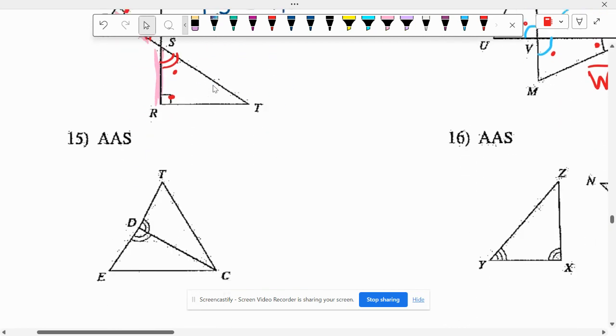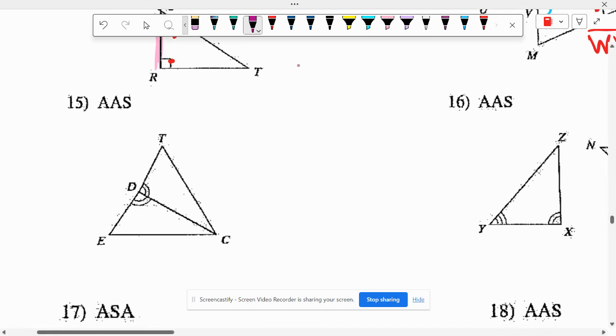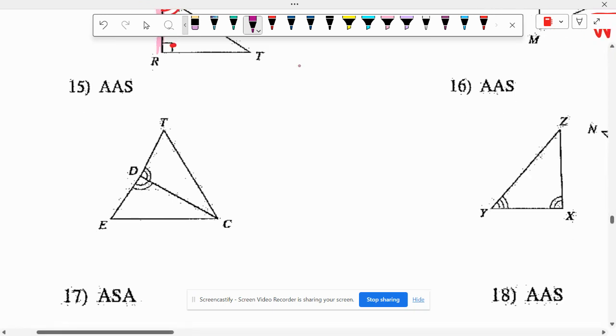Number 15, I have angle, angle, side. What's the side that we know is congruent that's not marked? A side has to have two letters, right? Two letters because it's a segment. So CD, this is congruent to itself, right? This segment right here is congruent to itself. So this is my side.